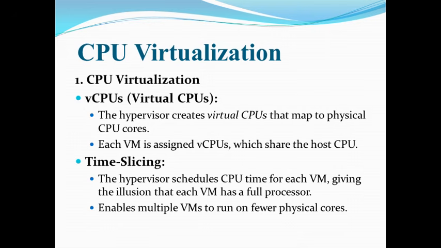CPU virtualization. The hypervisor creates vCPUs, known as virtual CPUs, which are mapped to physical cores. Time slicing ensures that each VM gets CPU time even with fewer physical cores than VMs. This approach allows many VMs to coexist efficiently.